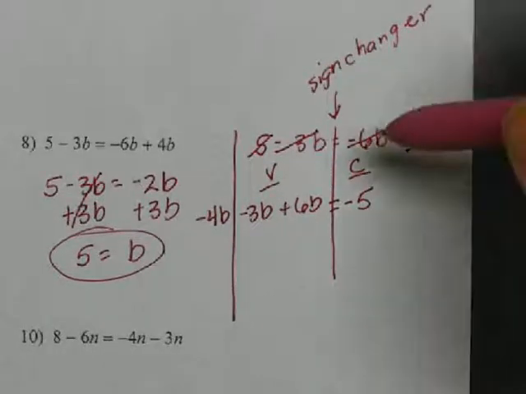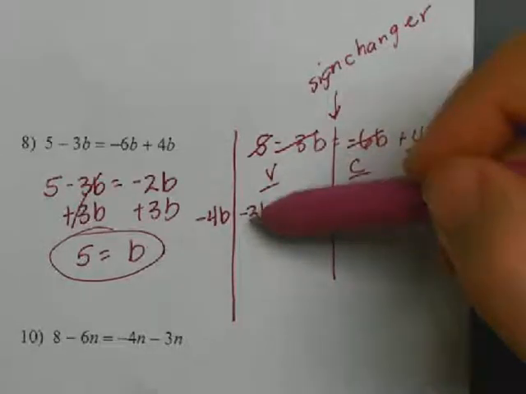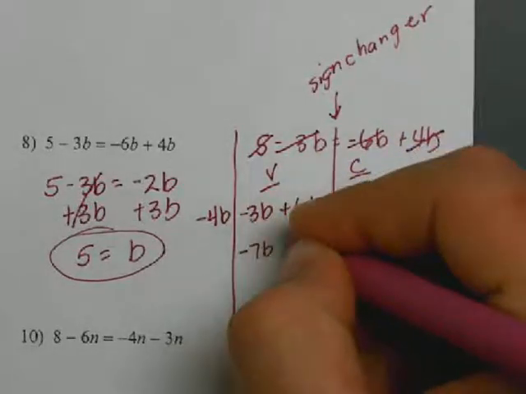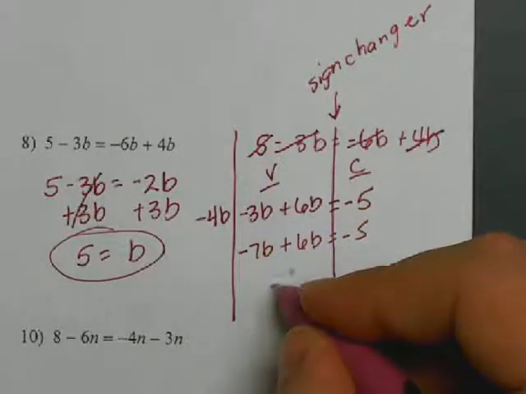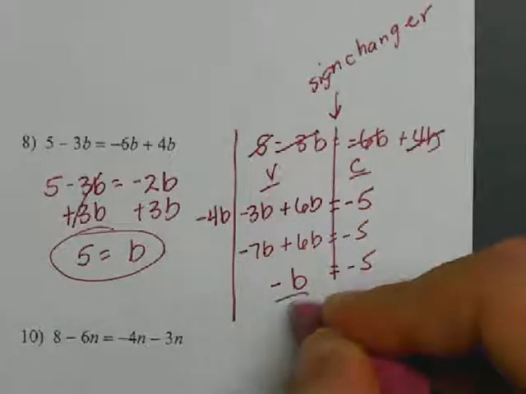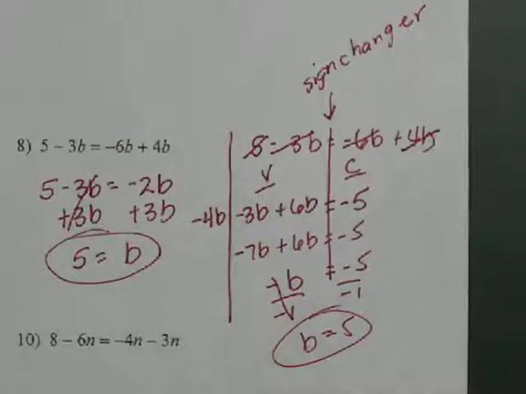So then we're left with negative 4 minus 3, which would be negative 7b. Negative 7b plus 6b equals negative 5. And then this would be negative b equals negative 5. Divide both sides by negative 1. And b equals 5, just as above.